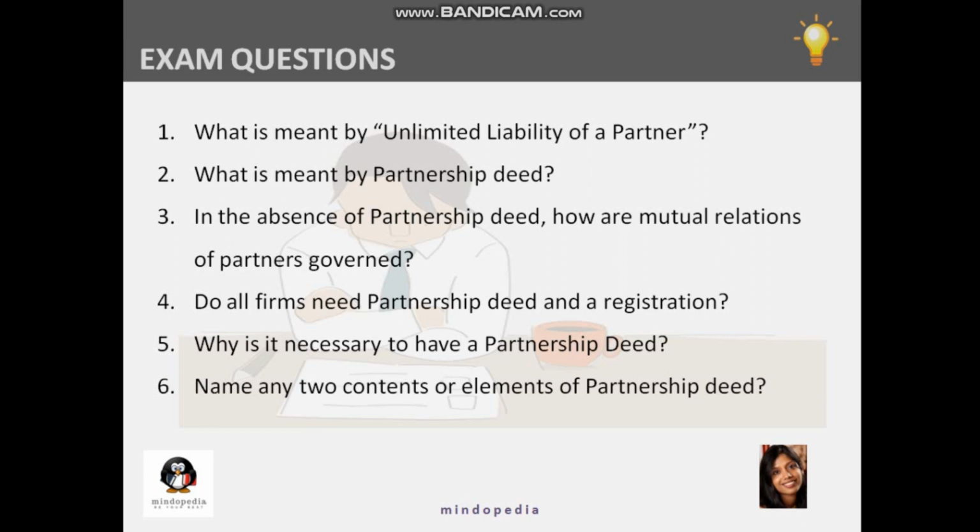Question number 5 क्या कह रहा है? Why is it necessary to have a partnership deed? क्यों important है? It is necessary to have a partnership deed because it sets out the duties, rights and obligations of the partners and it helps in settling the disputes of the partners. ये same वही है जो हमने previously discuss कर चुके हैं.